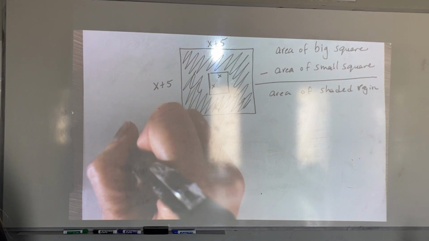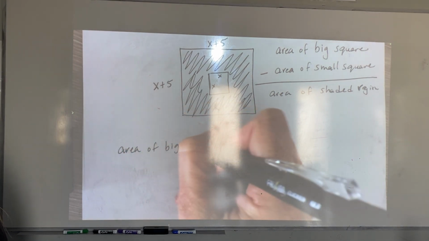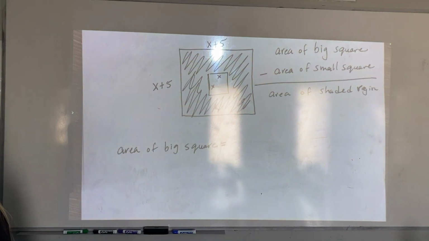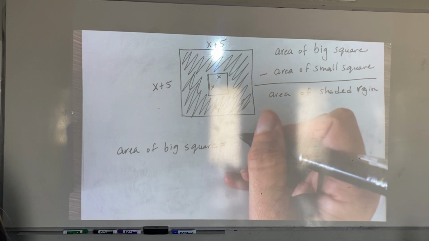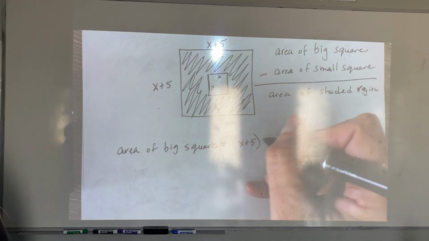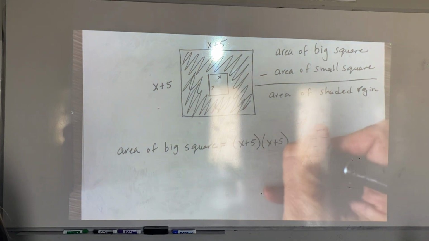So, area of big square equals what? Now, I don't want the answer, I want you to set it up for me. How do I get the area of the big square? Multiply what? Yeah, what are they? X plus 5 times what? Good, x plus 5.